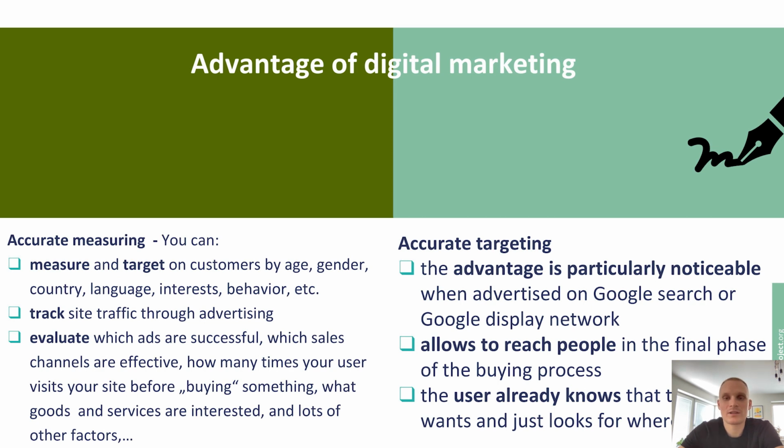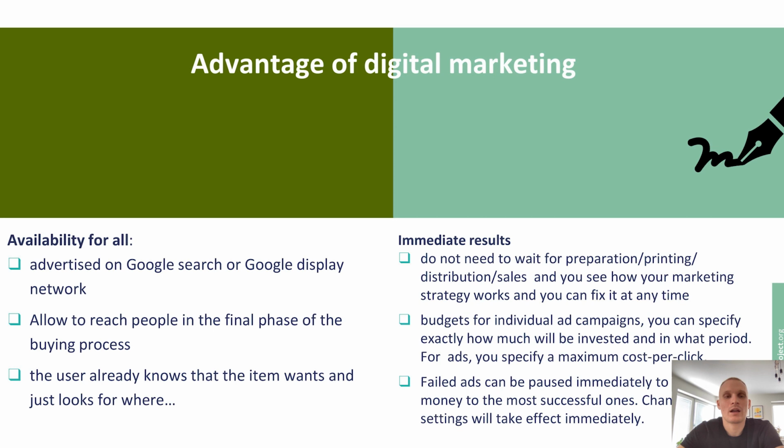Accurate targeting. The advantage is particularly noticeable when advertising on Google search or the Google Display Network, which allows you to reach people in the final phases of the buying process, when the user already knows what item they want and just looks for where to get it. Availability for all.